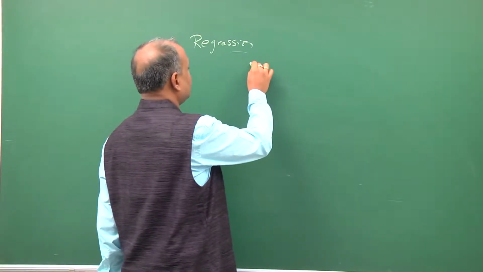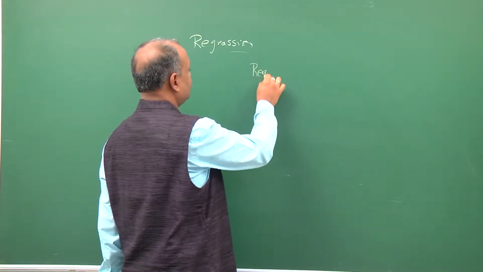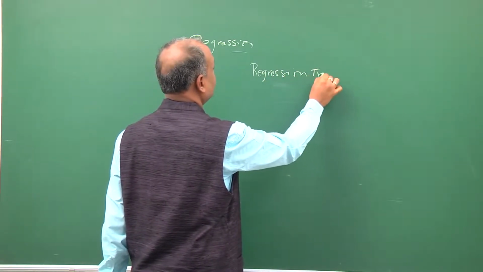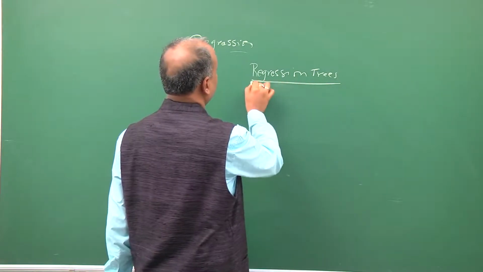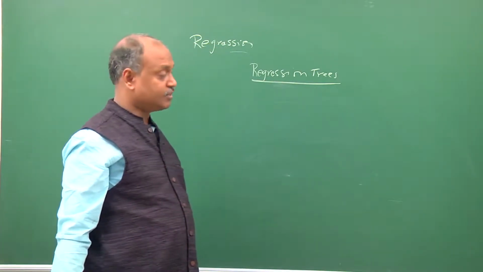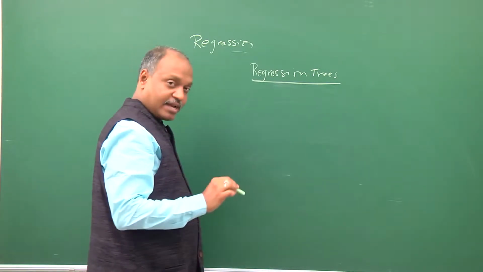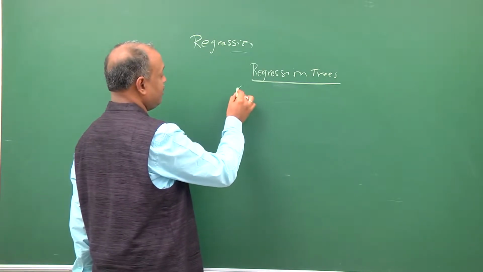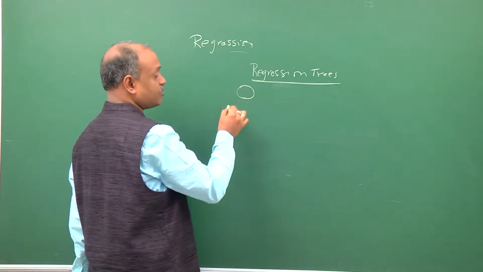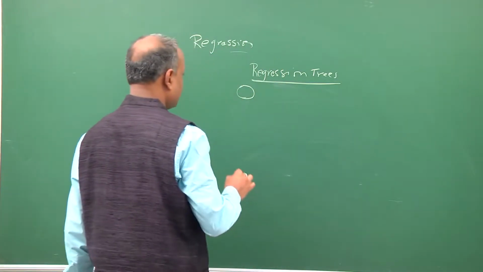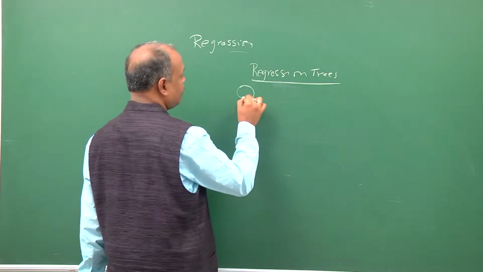A class of decision trees, in the context of classification trees, is regression trees. Regression trees are just like classification trees. The basic difference is that in the leaf node, instead of having one specific class, you will typically have a range of values.